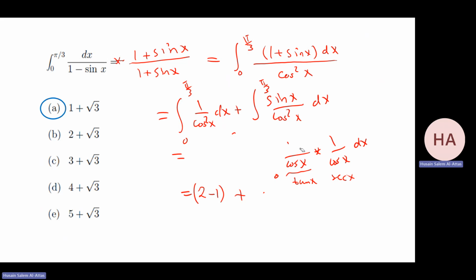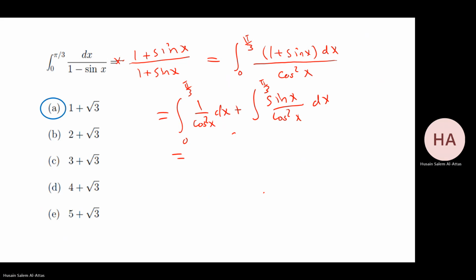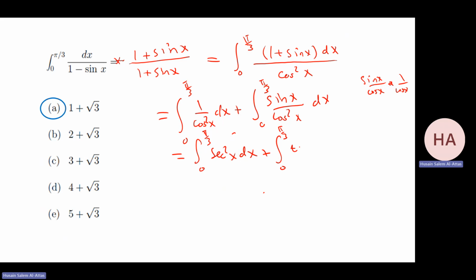Wait a minute. What is this? This is secant squared. Integral. Let me do it in steps. This is secant squared x dx. And this one, I have sine over cosine times 1 over cosine, so it's tan secant x dx. That will be tan x, not secant, from 0 to pi over 3. And secant x from 0 to pi over 3.